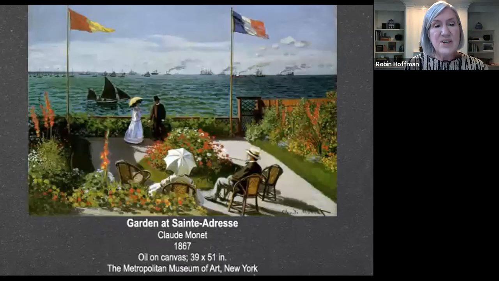Now, although Impression Sunrise named the movement in 1872, Monet had begun painting in the Impressionist style as far back as this painting, and this is considered to be the first Impressionist work. Monet spent many summers in the resort town of Saint-Adresse on the English Channel, as his family had a villa there, and he painted this work in his aunt's garden at Saint-Adresse, and we can see the town of Honfleur on the horizon.